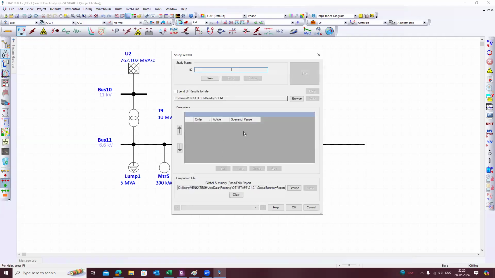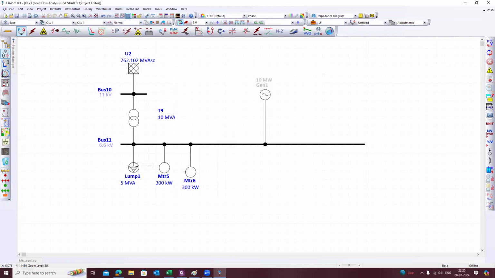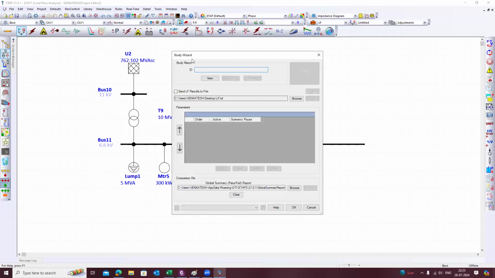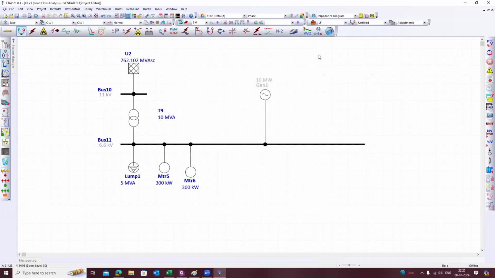Suppose you have some 10 cases and you want to run them individually, that will be time consuming. For that, you can take advantage of the study wizard and run all the studies in one single shot. And for report making, when you run this completely, the report will automatically come in a single report. So you may have to use the scenario and study wizards for this.